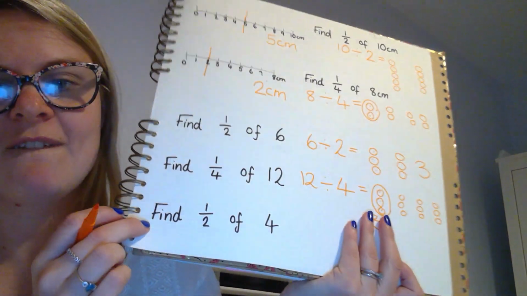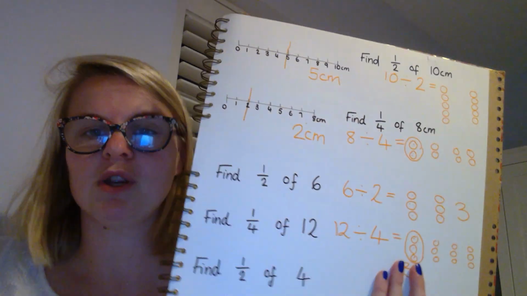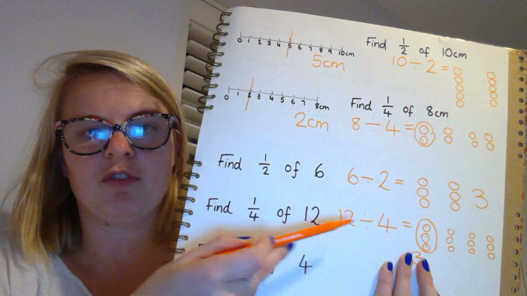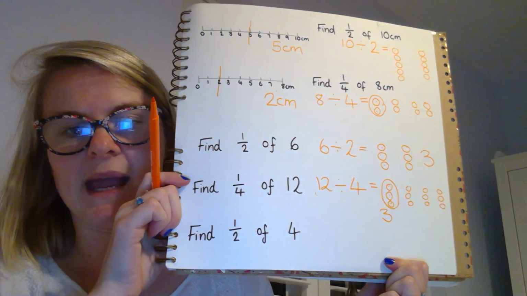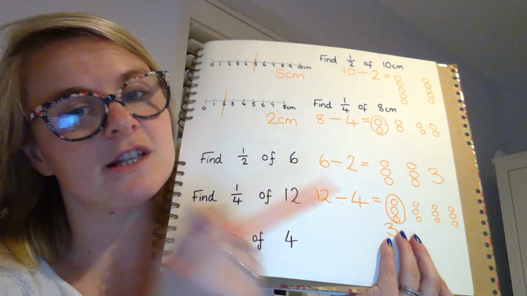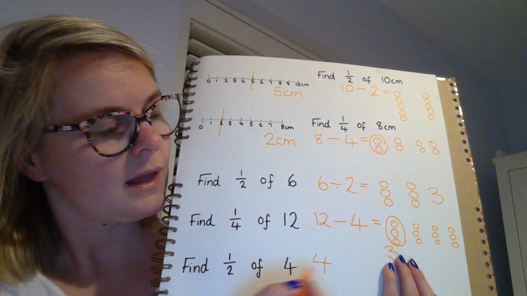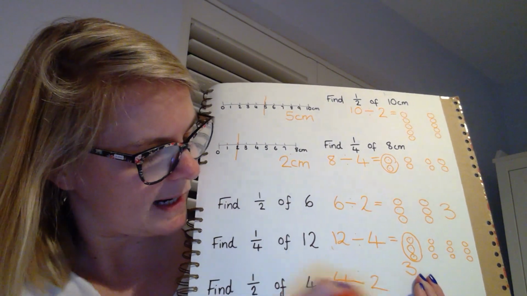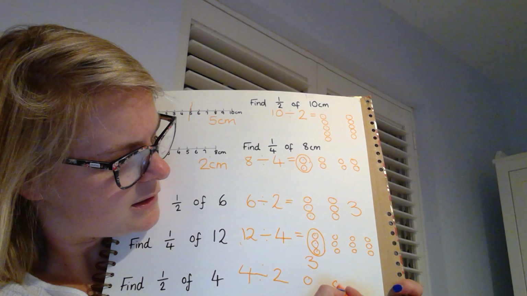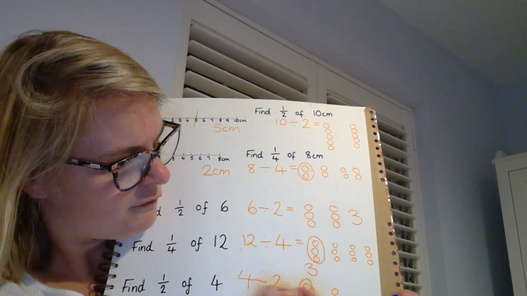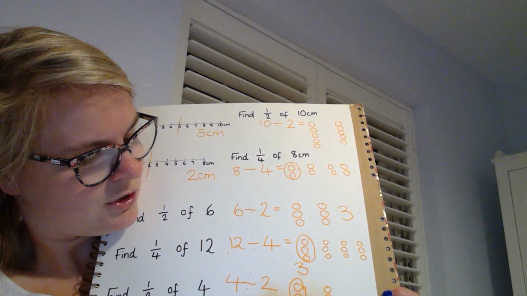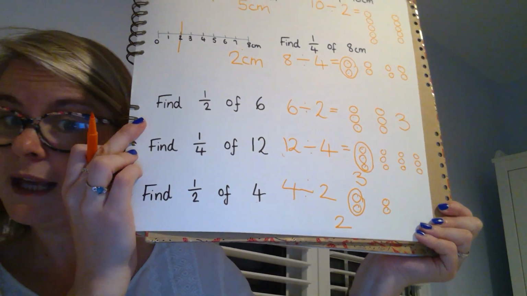Now last practice one then, find a half of 4. So I want you to tell me, what is my number sentence going to be? This number sentence was 6 divided by 2. This one was 12 divided by 4. What's my last number sentence going to be? Hopefully you've said it's going to be 4, which is my whole, divided by my denominator, which is 2. So we've got 1, 2, 3, 4. 4 shared into 2 equal groups, and I can see my answer is 2. So a half of 4 is 2.